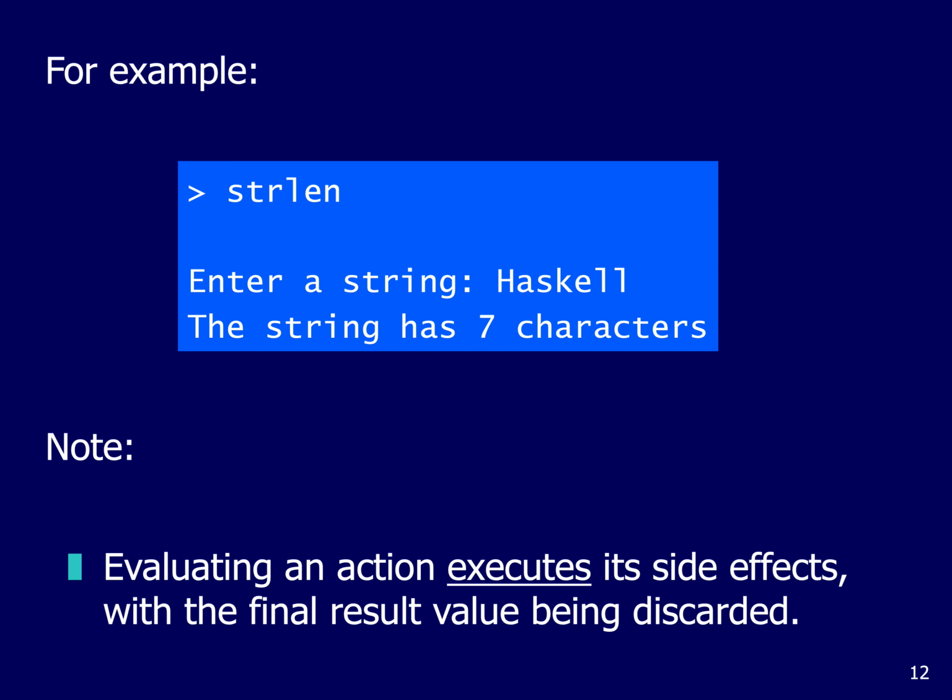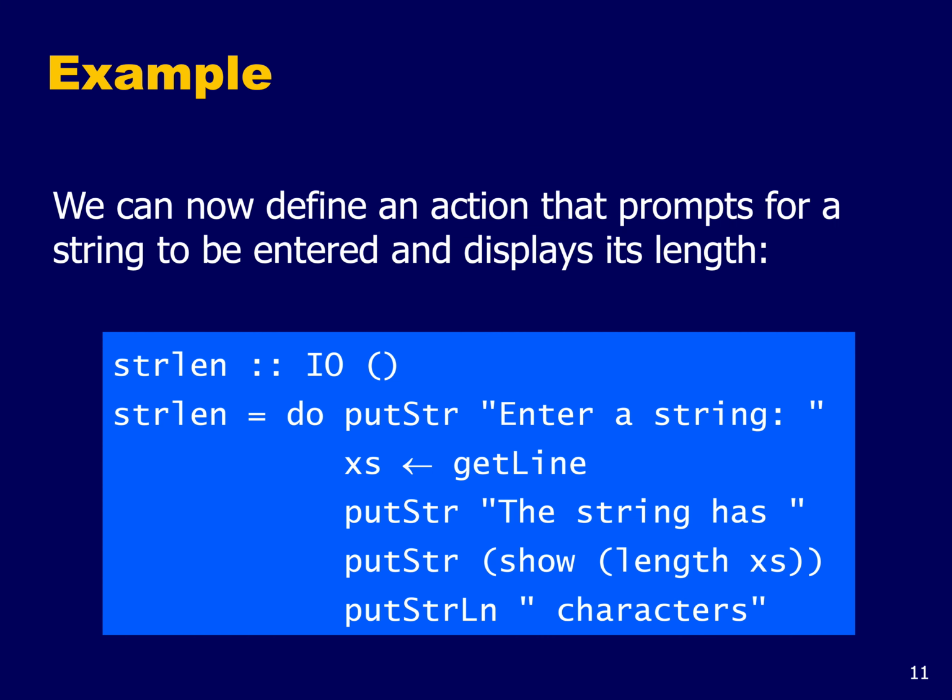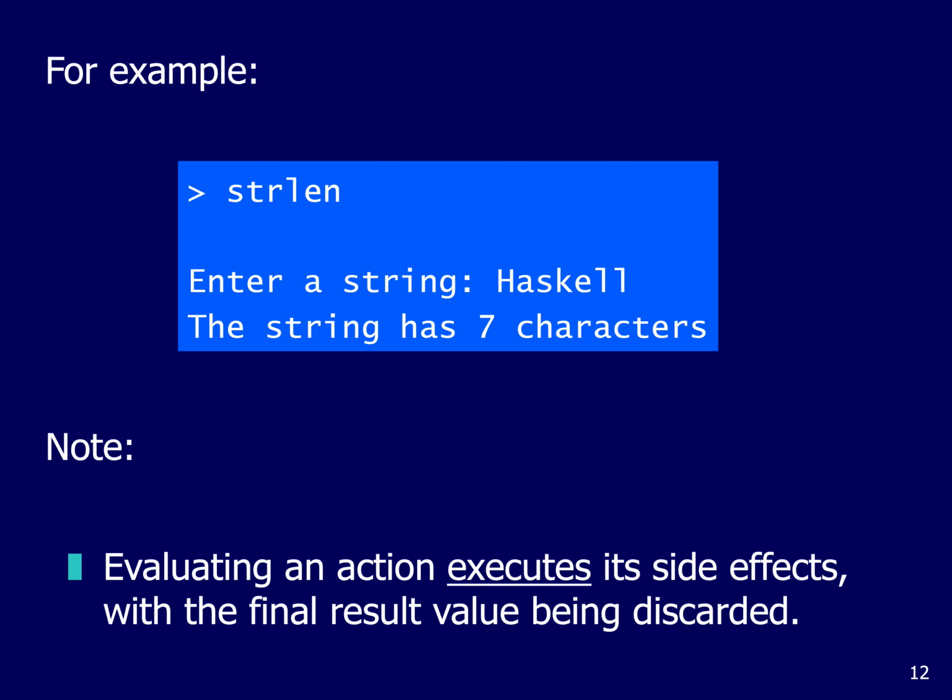So just one small technical point here. When you evaluate an action, such as by evaluating strlen in the blue box here, what it does is it executes its side effects and the final result value is discarded. So in this case, actually, the final result value of the program is a void result, so there's actually no result value. strlen has type IO of empty, but sometimes you might be running an interactive program which say delivers a string or something like that, and when you run that it will execute it for its side effects and any final result value will simply be thrown away.